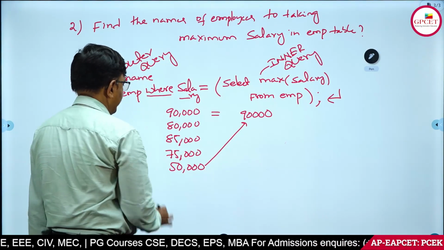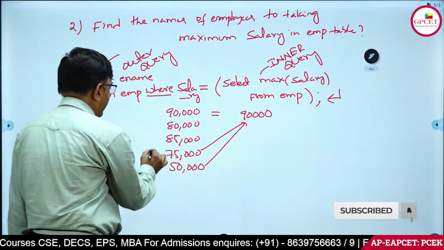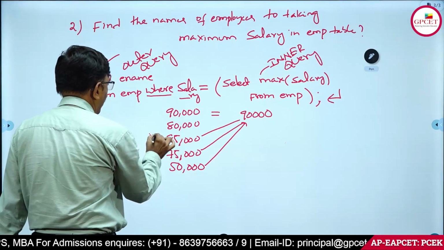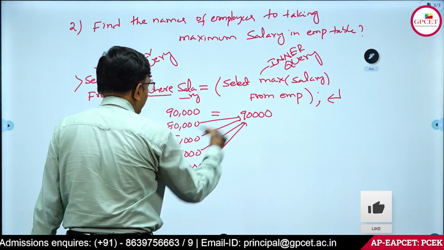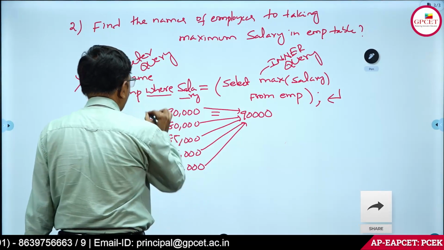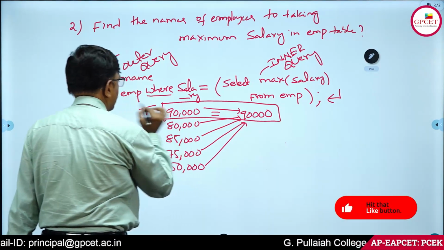Observe here, 50,000 is equal to 90,000? No, false. This case is false. 70,000 is equal to 90,000? No, false. 85,000 is equal to 90,000? No, false. 80,000 is equal to 90,000? No, false. 90,000 is equal to 90,000? That is true. That's why this query can be executed.